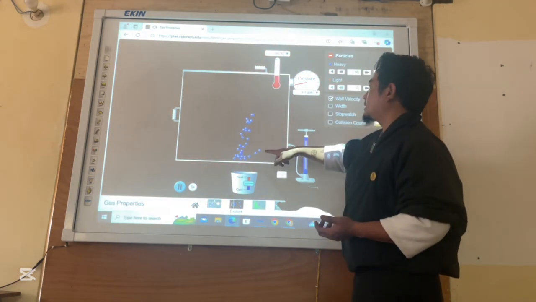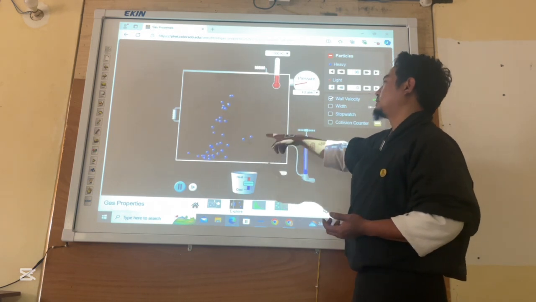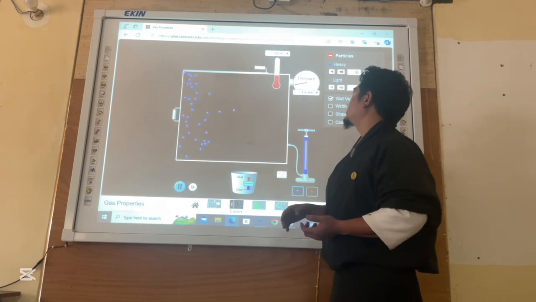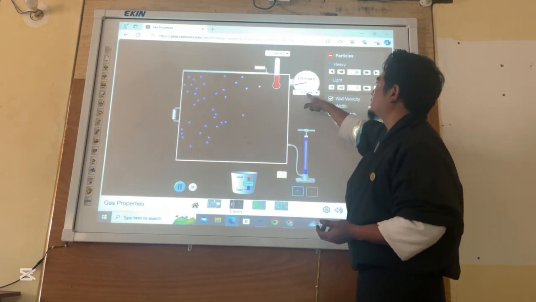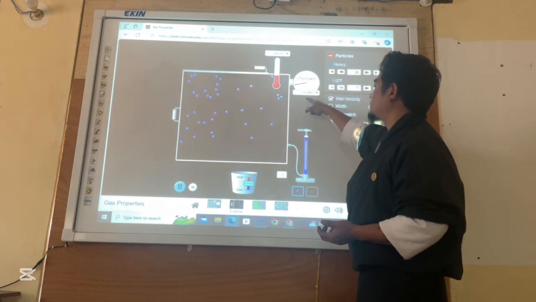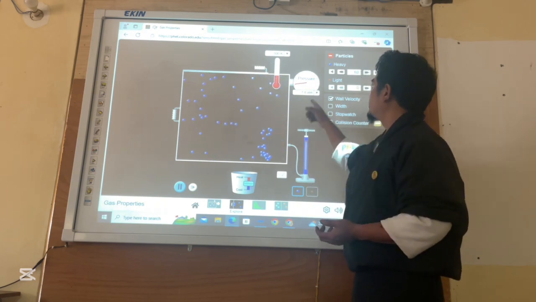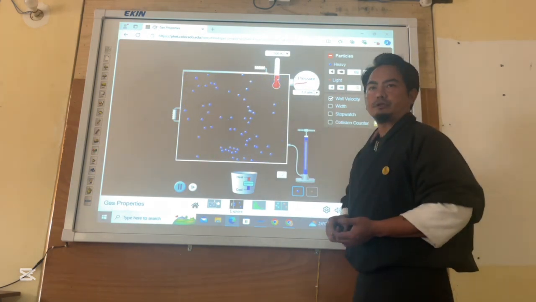As I pump in the gas particles, these gas particles start to collide with the walls of the container, and as a result you will see that the pressure is increasing. And the more particles I introduce, the higher the pressure will be.